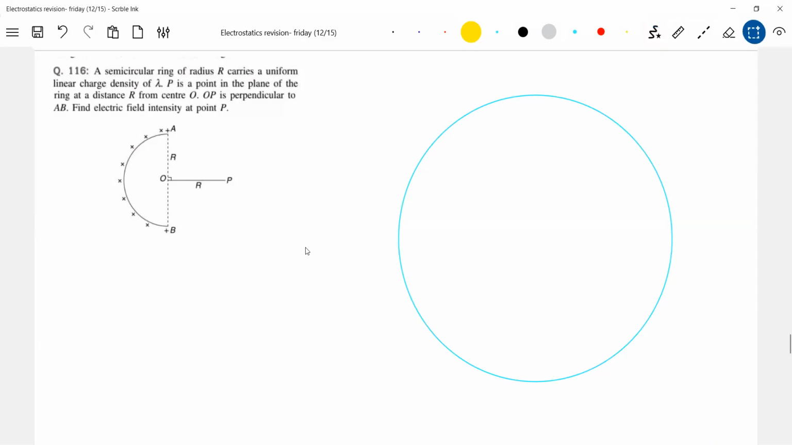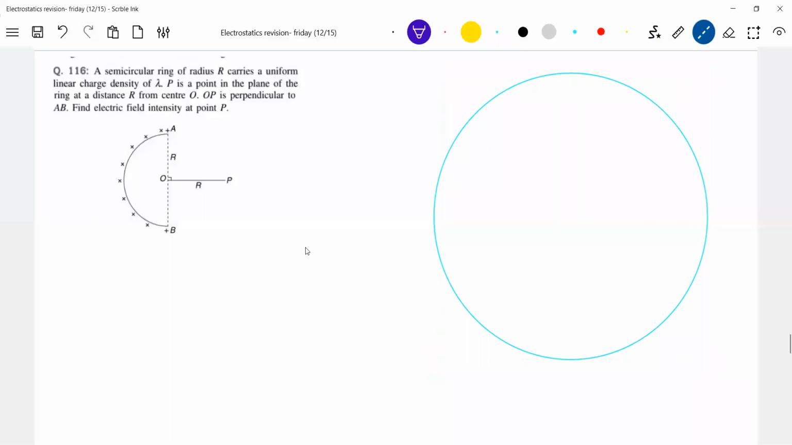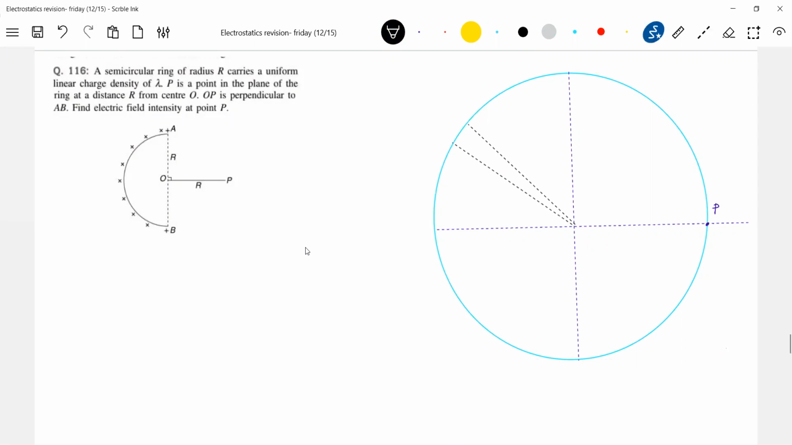So let me assume an element. There's a point P here where we are supposed to find the field. I'm not asking field at center. Field at center, we know it. There's a charge, semicircular ring. Field at point P is what is being asked. Please read the question.